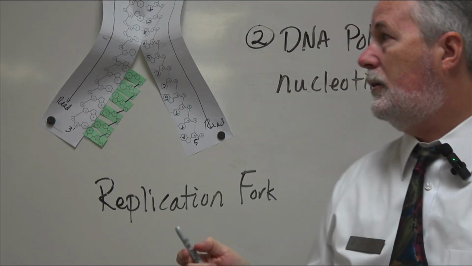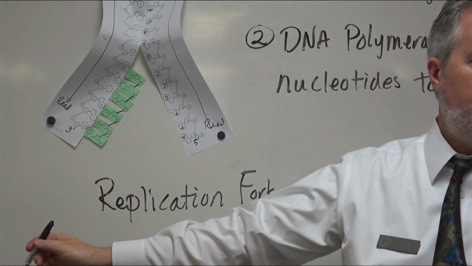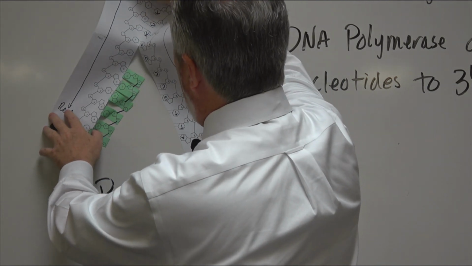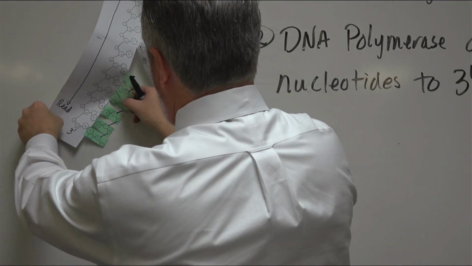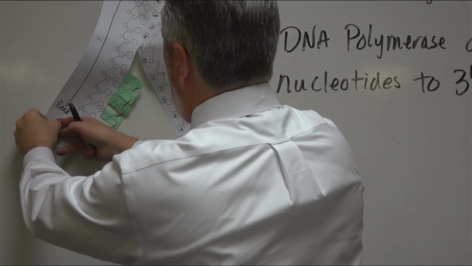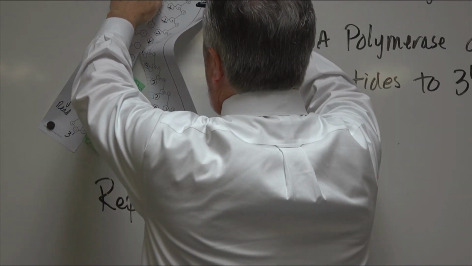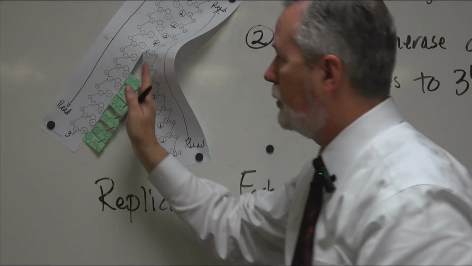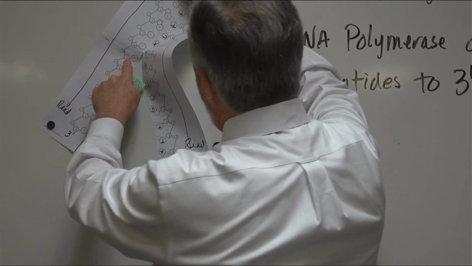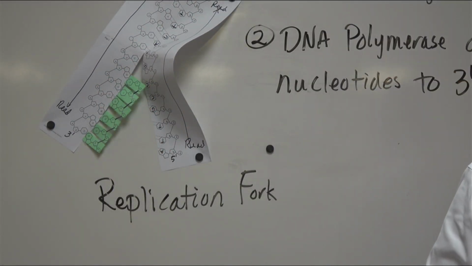So this side, are we adding towards the replication fork or away from the replication fork? We're adding towards the replication fork. So I'm going to bend this over a little bit just to make it a little easier. So we're going towards that replication fork. So this strand on this side, I'll wait for just a minute so you can catch up because I know you're putting molecules on it.